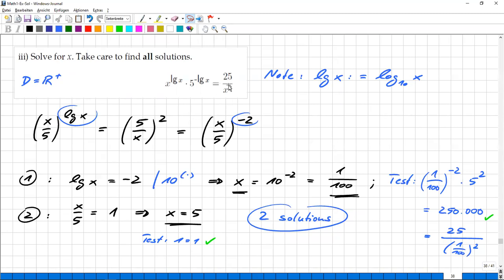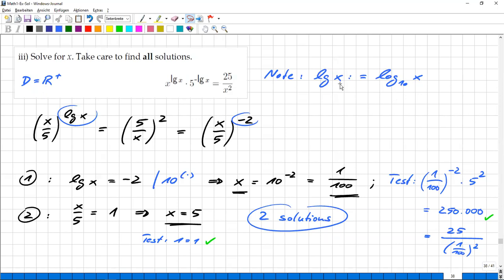Now that's actually because of the logarithms. You know what LG means? It's a short notation. You see, LG x is sometimes used for the logarithm base 10 of x. So that's the so-called decadic logarithm, base 10.